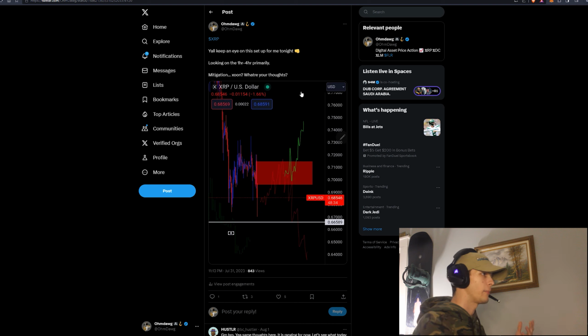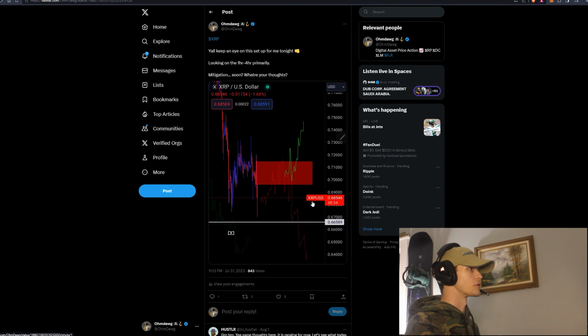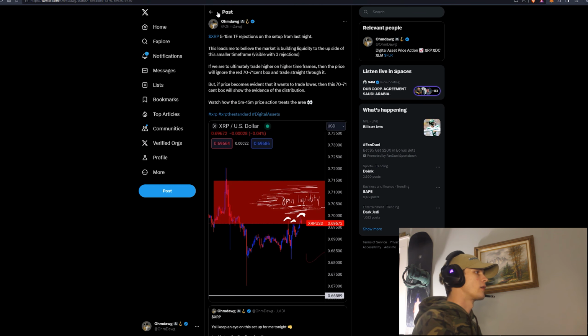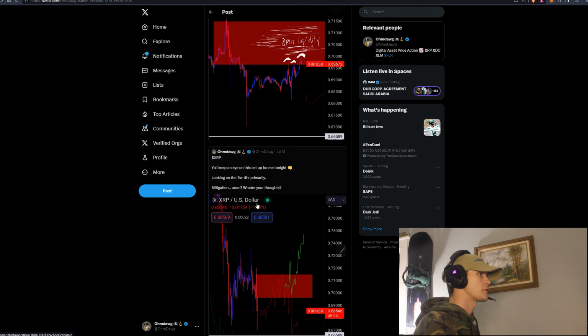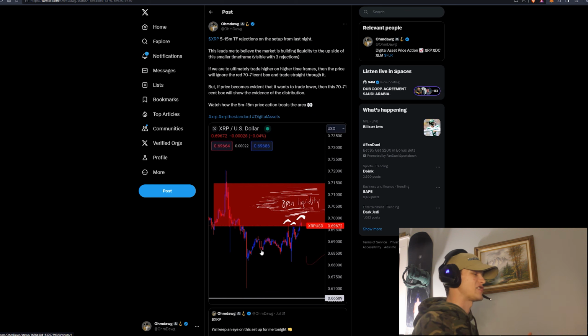Will it break up and through, or was it going to reject it, ultimately leading to lower lows within the market? Moving over to, what day was this? I think this was August 1st. And this was that same area that we just pointed out, except on a smaller time frame.